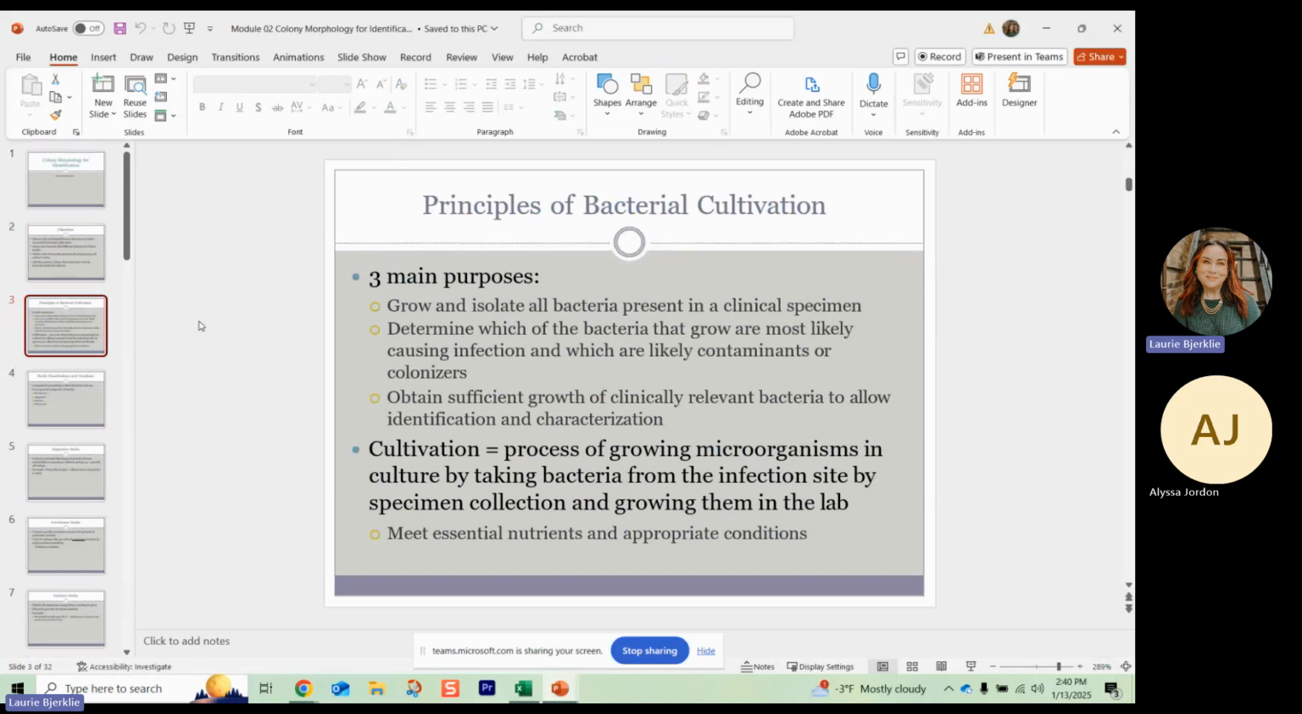So there are 3 purposes of why we cultivate bacteria. That's a fancy word for why do we grow bacteria on an agar plate? Well, the cultivation is to grow and isolate any bacteria that might be present in that sample. So if you get in a urine culture, a wound culture, an ear or eye culture, anything like that of a possible infection, we're going to grow it to see, is there a pathogen? Is there something here causing the problem?